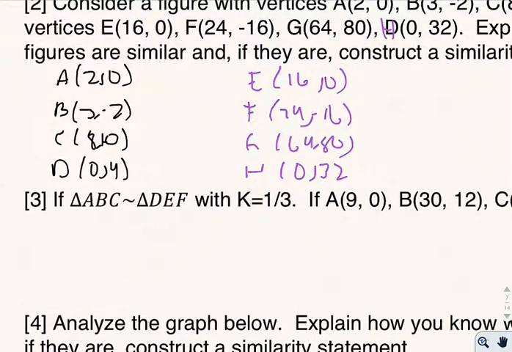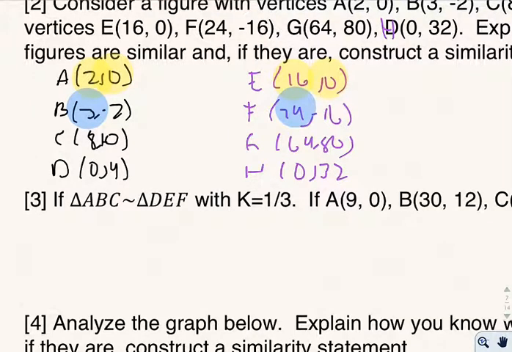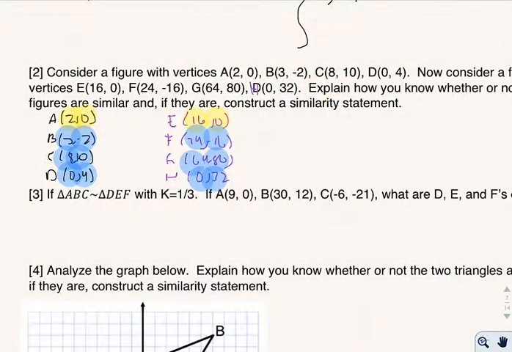And in this case, 2 times 8 is 16. 0 times 8 is still 0, so that works. Okay, 3 times 8 is 24. Negative 2 times 8 is negative 16. 8 times 8 is 64. 10 times 8 is 80. 0 times 8 is 0. 4 times 8 is 32. So this is going to actually work out. So this is going to work.